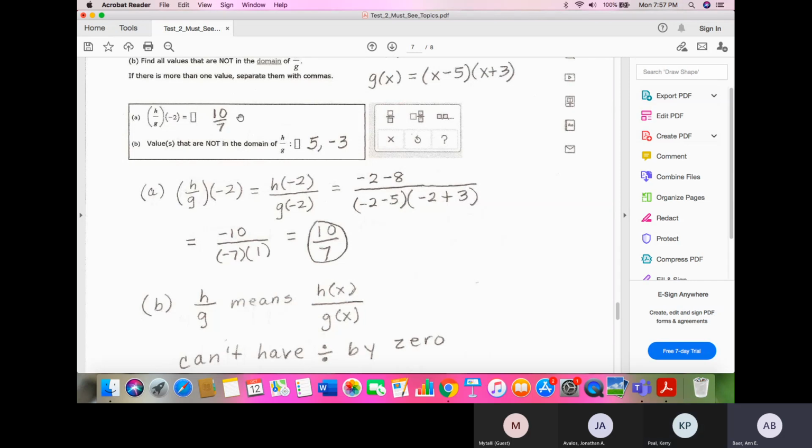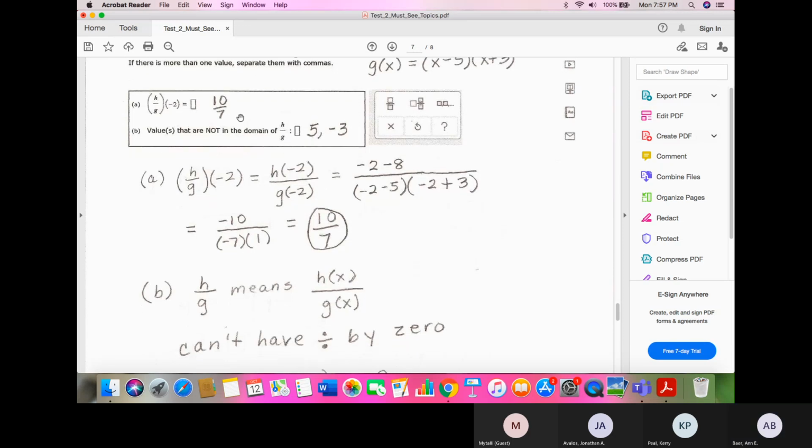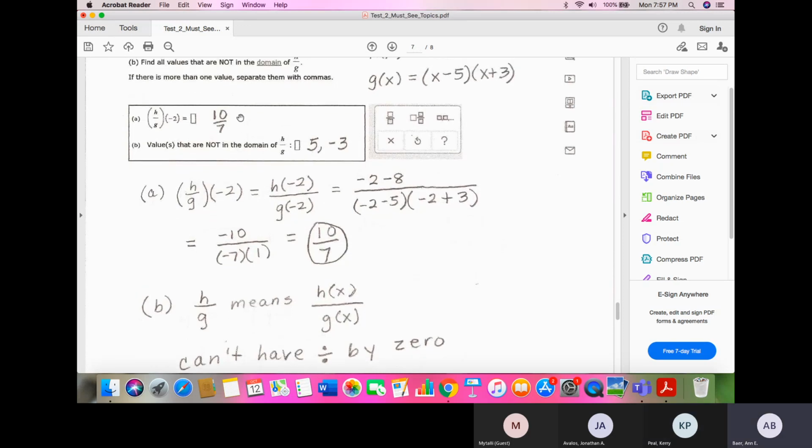Any questions on part A? Feel free to ask questions. That's what I'm here for. I want to make sure nothing small or large holds you back.